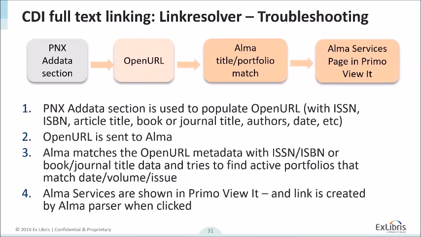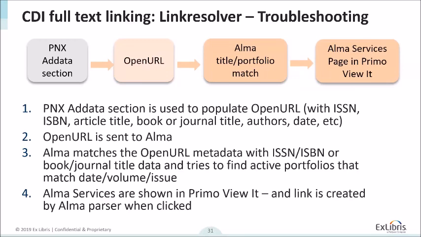So how does the linking work in case of a Linkresolver? We're diving into this a little bit deeper. You start from a CDI record, which has metadata. And the metadata that we use comes from the PNX Addata section. The PNX Addata section will be used to populate the OpenURL, and that can be populated with all kinds of metadata: ISSN, ISBN, article title, book or journal title, date, start page, volume, issue, authors. All of these make it into the OpenURL, and that OpenURL is sent to Alma.